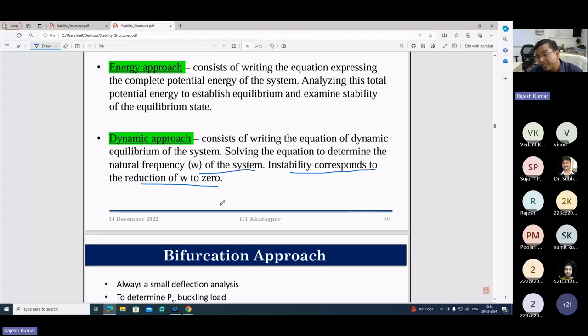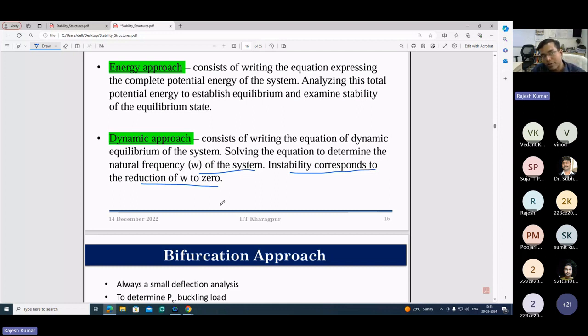So as your compressive load increases, what will happen? The resultant stiffness will reduce, and when your resultant stiffness reduces, then from k equals m omega squared, your frequency also will reduce. So at critical load, theoretically, your frequency becomes zero. Stiffness becomes zero means frequency becomes zero, isn't it? So there are 3 approaches. Mainly, we are going to discuss the bifurcation approach and energy approach.